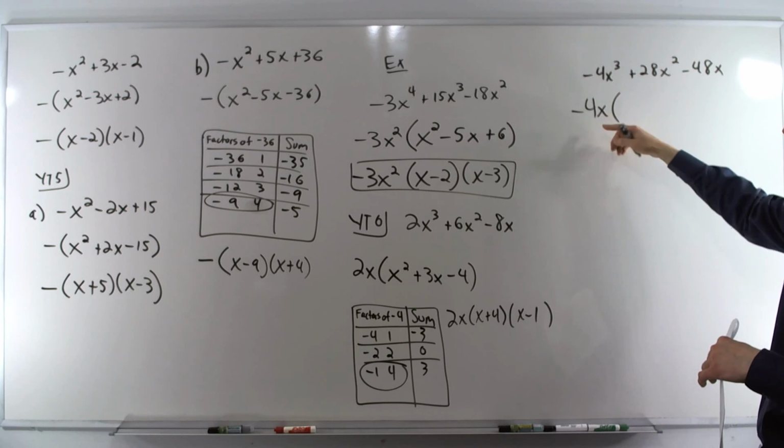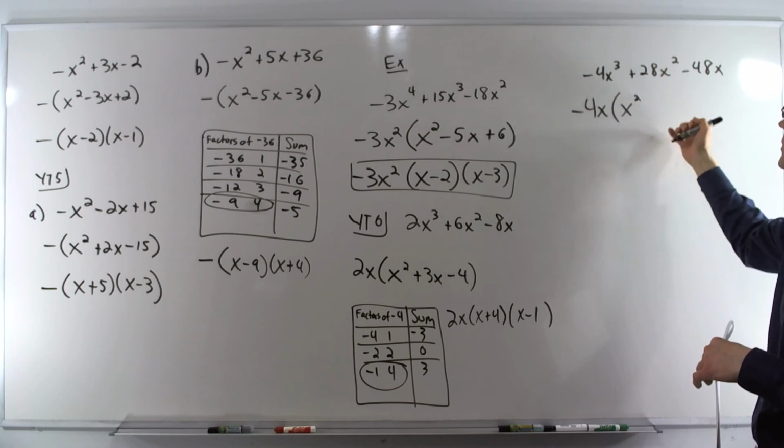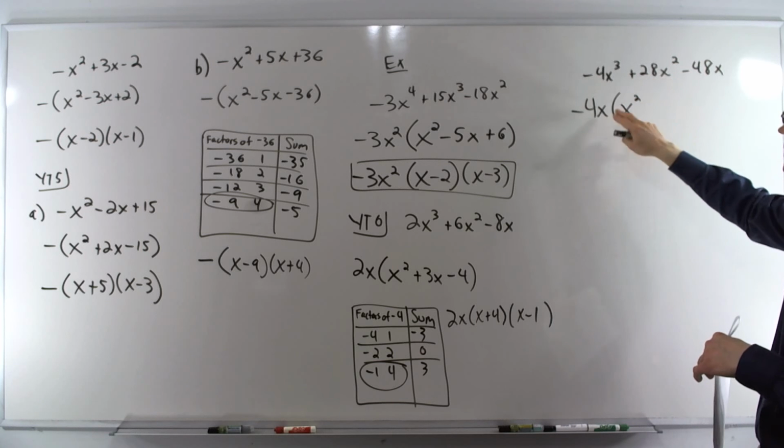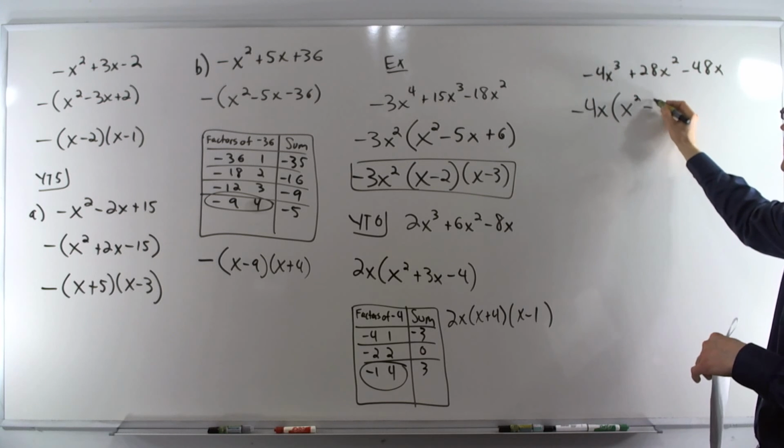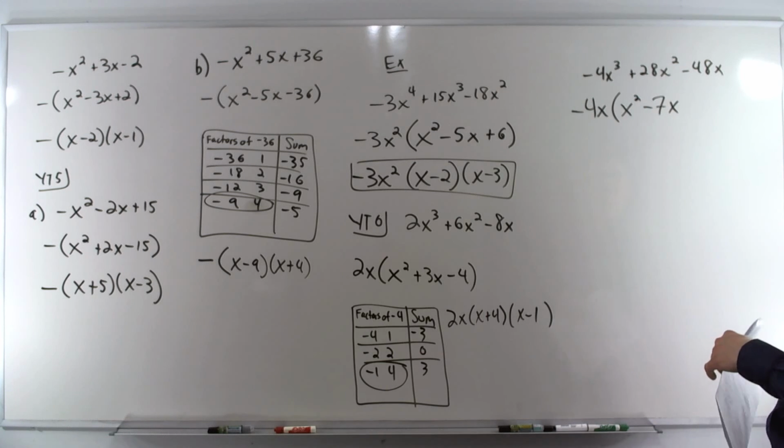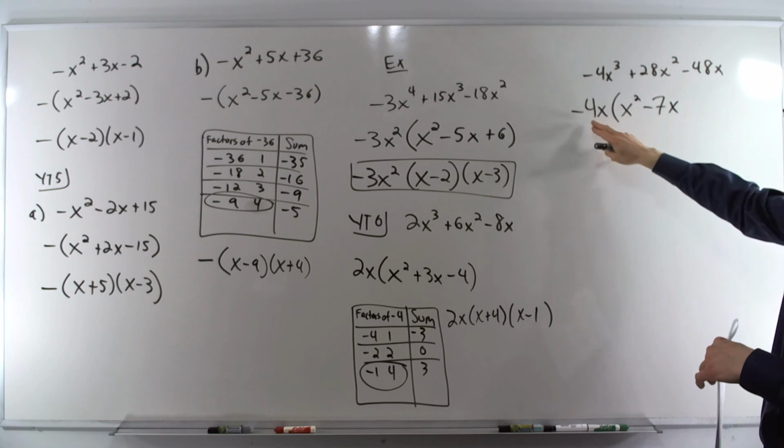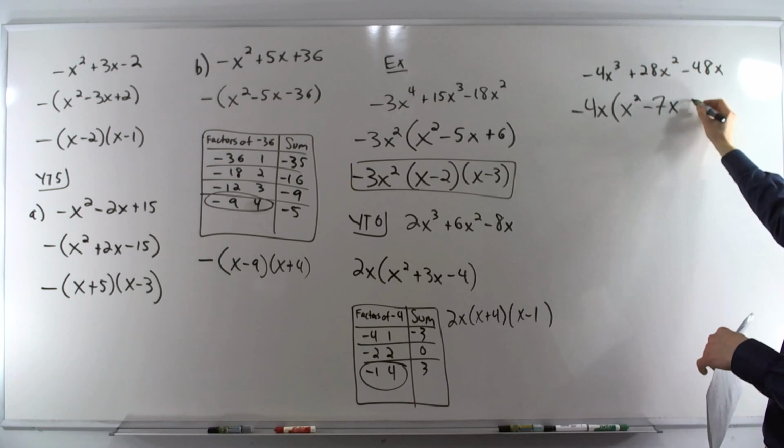-4x to the third divided by -4x is x squared. Positive 28x squared divided by -4x is -7x. -48x divided by -4x is positive 12.